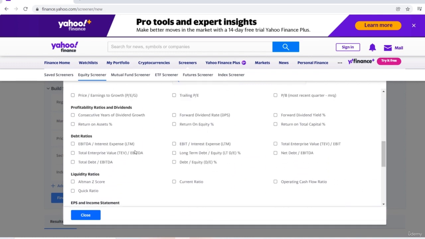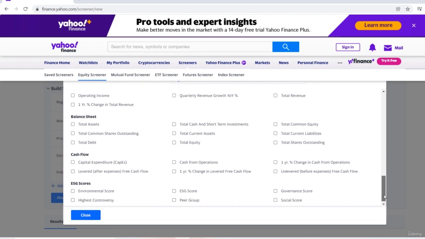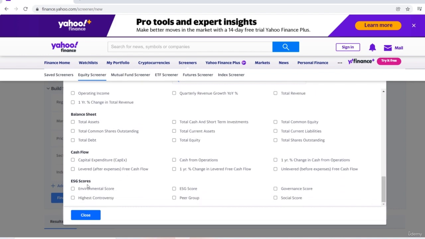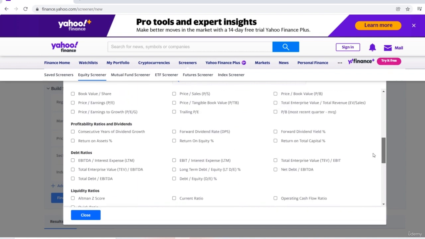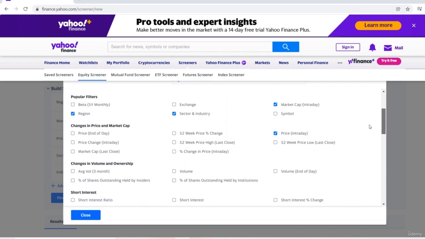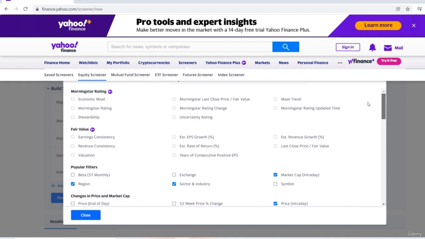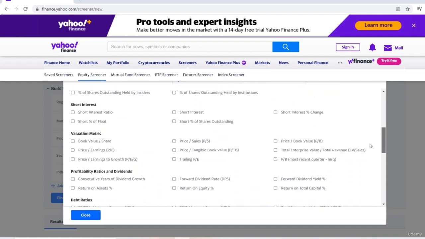We've got debt ratios, profitability ratios, liquidity ratios, like the current ratio, current assets, current liabilities, earnings per share, balance sheet, cash flow. ESG is environment, social, and governance. So if you're looking for ESG type stocks and a rating around that, that's a newer thing you can look at. So let's say we want to look at price to earnings, and really that price to earnings growth valuation number here.